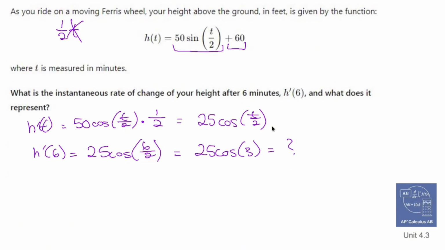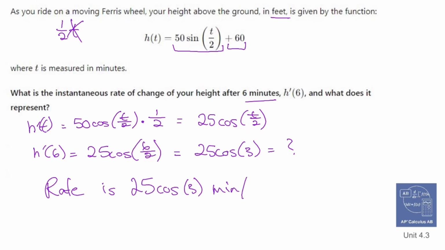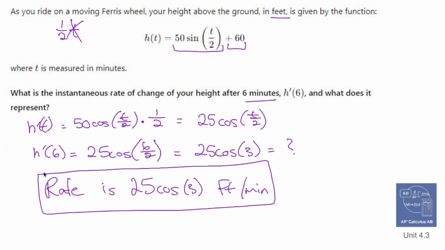But whatever that number is, what it represents is that we are finding a rate at 6 minutes. Now, I have feet and I have minutes. My rate is going to be whatever 25 cos 3 is, minutes per, no, I'm sorry, feet. I knew that was backwards. Feet per minute. So when you take the derivative, you're finding a rate, and in this case, the rate is 25 cos 3 feet per minute.